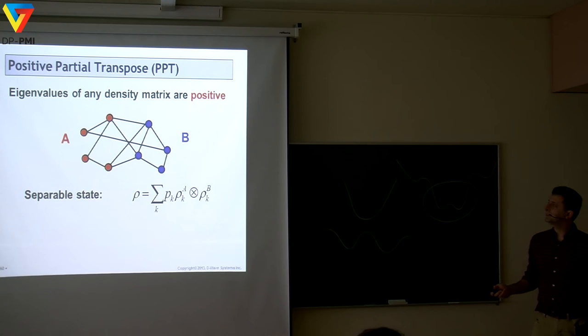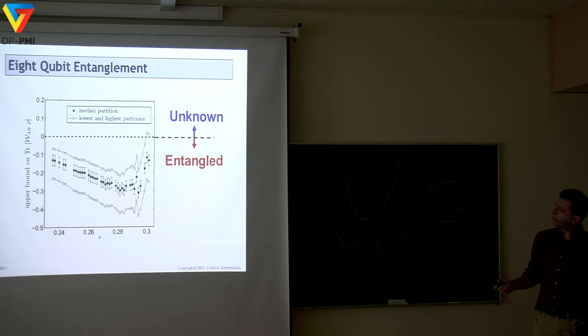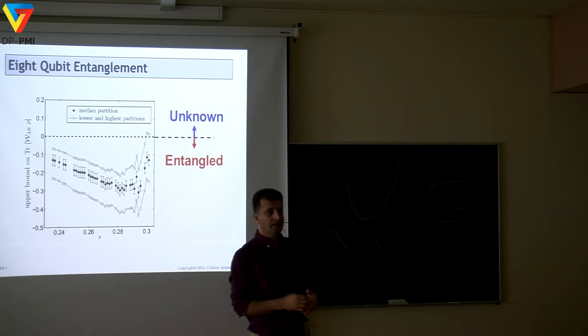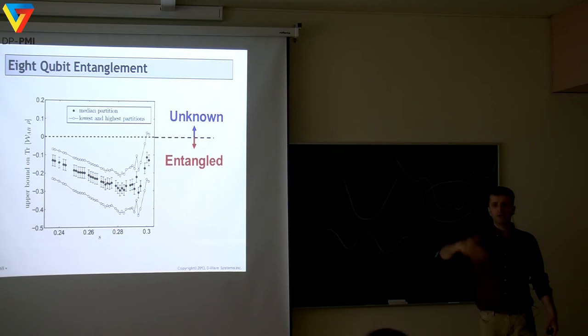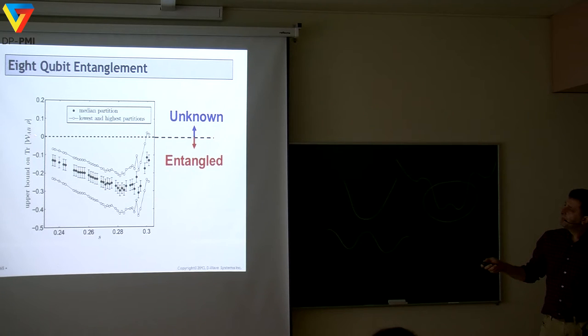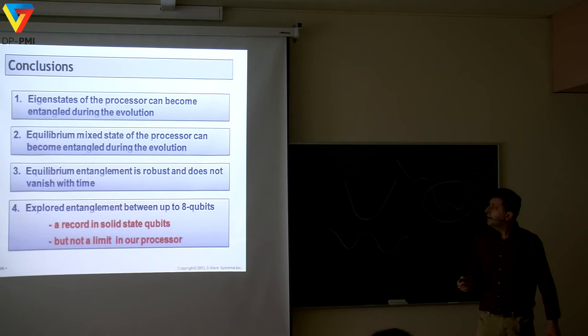Again, this is a pretty complicated thing to look at. I don't want to spend time here. He introduced a witness based on the concept that you can know enough from the diagonal elements about the off-diagonal elements. Once you know diagonal elements, you know something about the off-diagonal elements. If the witness is negative, you have entanglement. If the witness is positive, you don't know whether it's entangled or not. And these are the data we get from our 8-qubit system, and for most regimes you are confident that you have entanglement, even without knowing the off-diagonal elements of the density matrix. Okay, so I think that's it.